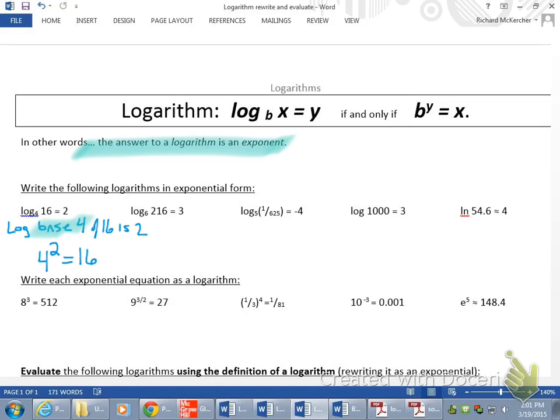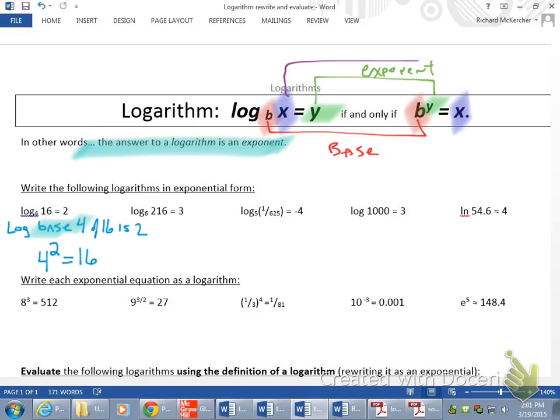I can't explain it too much. We can just watch examples. Log base 6 of 216 is 3. So log base 6, so my base is a 6. Here you can see where I tried to connect those together and use that as a reference. So the base of the log is 6. The answer is the exponent, so it's 6 to the third. It's going to equal 216.